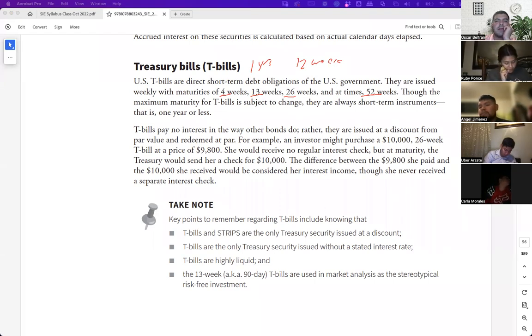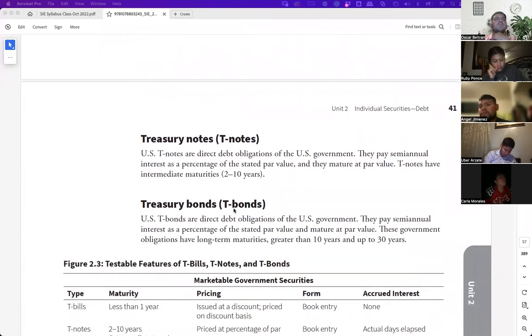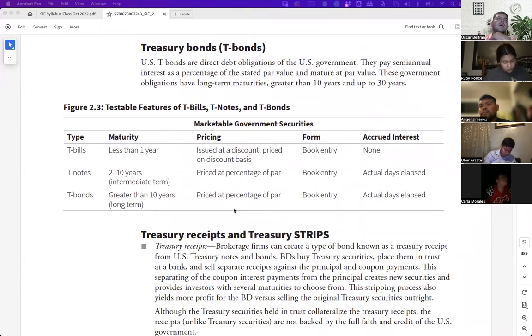Let's skip down to a little chart. So this chart is all you've got to know for T-bills, T-notes, T-bonds. You've got to know the maturities, the pricing, and the form, and these all are going to be in book entry. Now, the only one that doesn't offer accrued interest is going to be the T-bill. T-notes and T-bonds are going to give accrued interest based off the actual days elapsed.